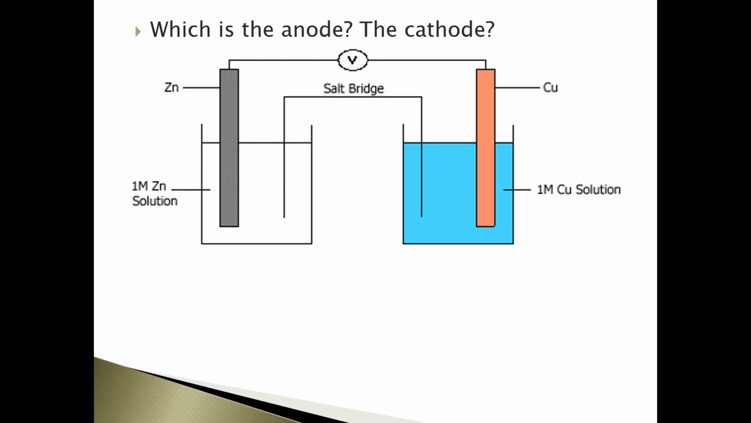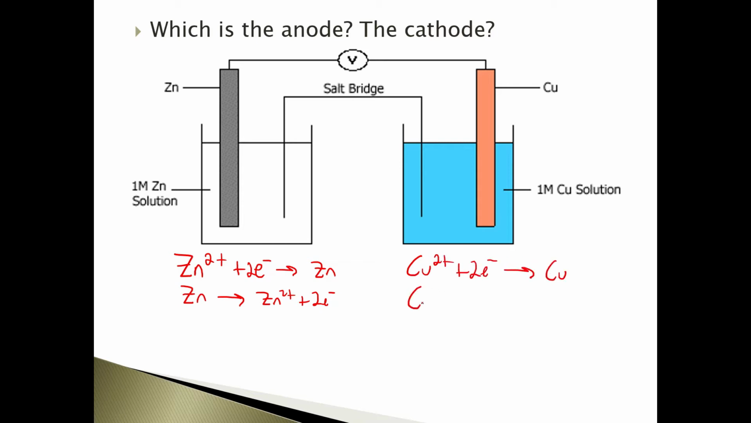So what's the anode? What's the cathode? Well, the first step is to basically identify what are the half reactions? So this is what we did in our lab. In the zinc half, we have two possible reactions. We can get the zinc 2 plus gaining electrons to form solid zinc, or you can have the zinc turning into zinc 2 plus and giving up 2 electrons. In the copper side, you have the same thing. You have the copper 2 plus gaining 2 electrons going to copper, or the copper giving up 2 electrons to become copper ions. So which one is it?